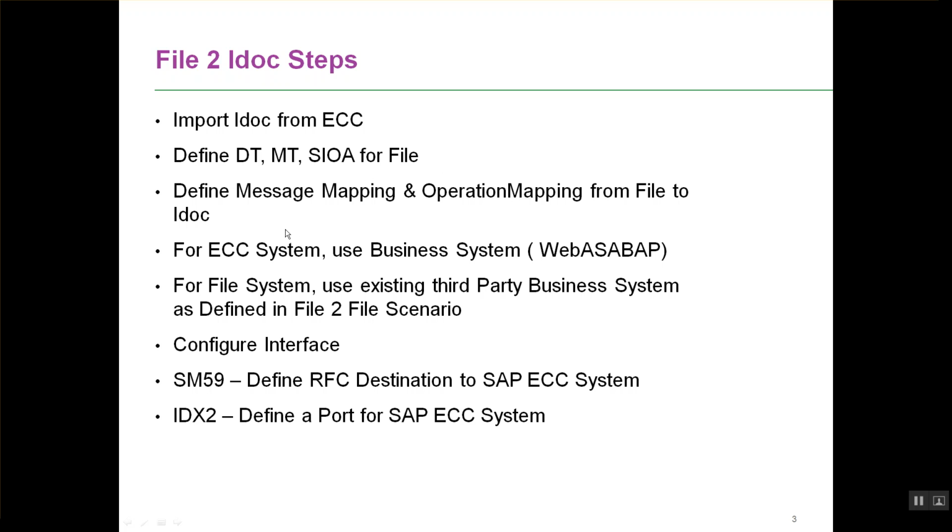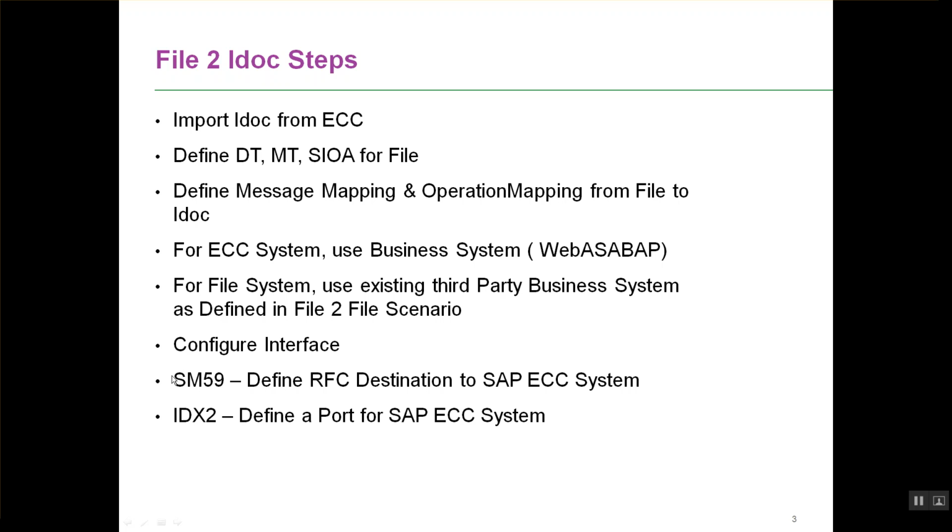So we will look at the SLD, we will look at ECC, what is the technical system that we have defined for this, and what is the corresponding business system. For the file system, we will use the existing third-party business system that we defined in our file-to-file scenario, and then we will configure our interface. We will create a sender communication channel, a receiver IDOC adapter, then our sender agreement, receiver determination, interface determination, and receiver agreement option.